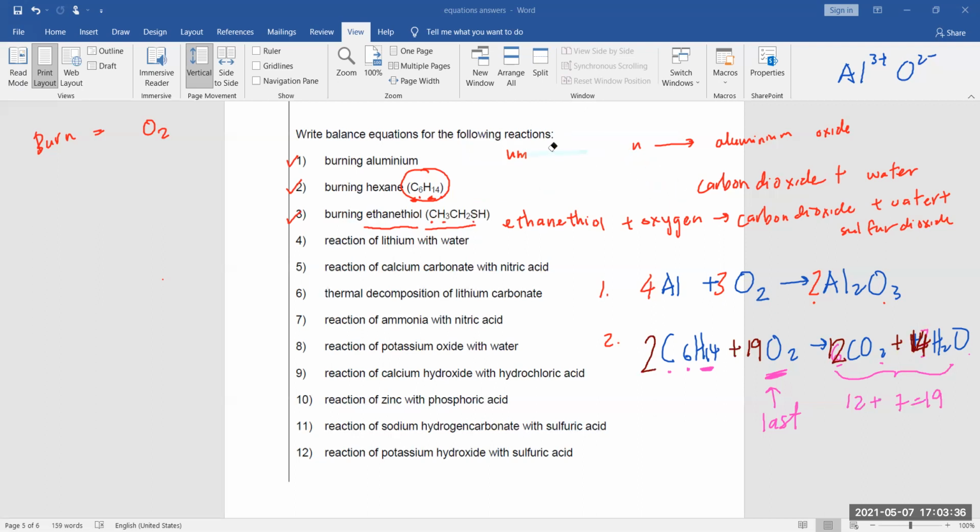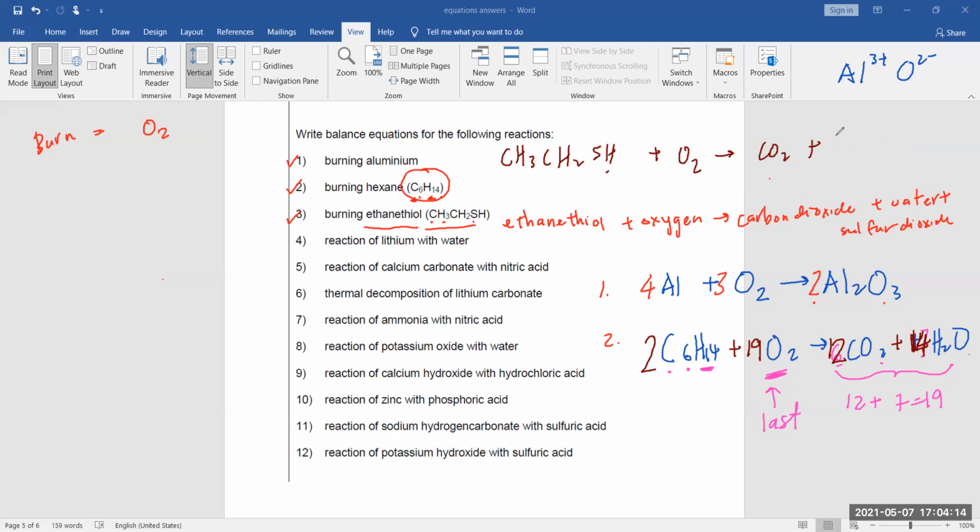Number 3 is a little bit tricky. Sometimes they will give you things like this. They will tell you things where they say ethanol. They won't ask you to write the formula, but they will give you things like CH3CH2SH, and they will tell you it burns in oxygen to produce carbon dioxide. So you must know what is the product. Anything with carbon burns in oxygen, as long as there's enough oxygen, to produce carbon dioxide.